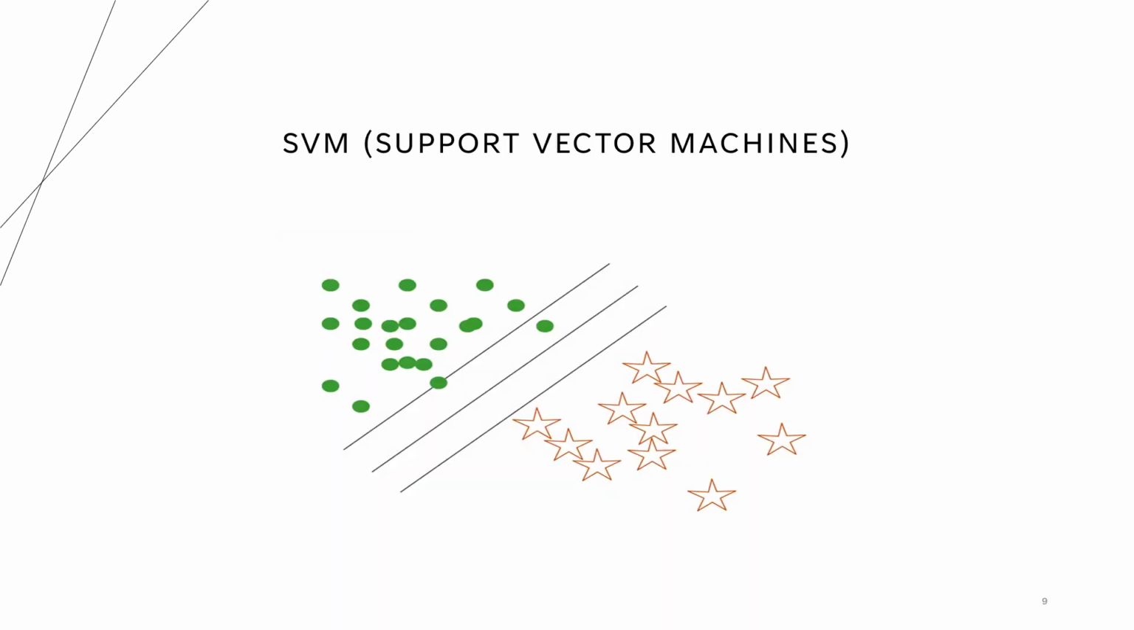Support vector machines, or SVM, is a popular algorithm that can be used for spam email detection.